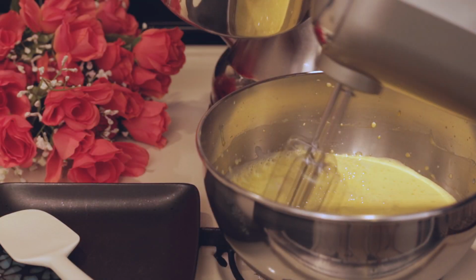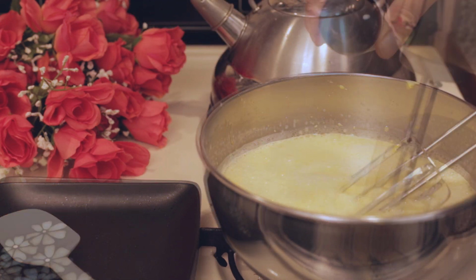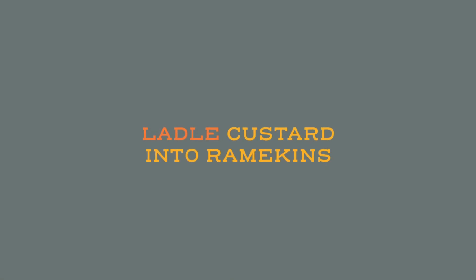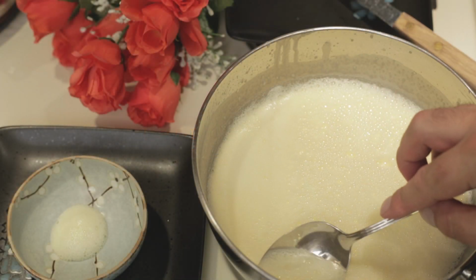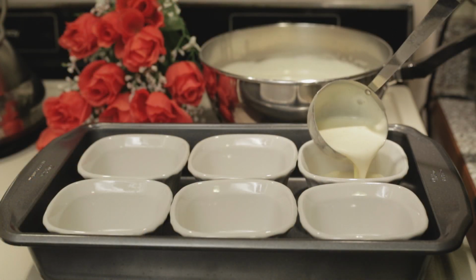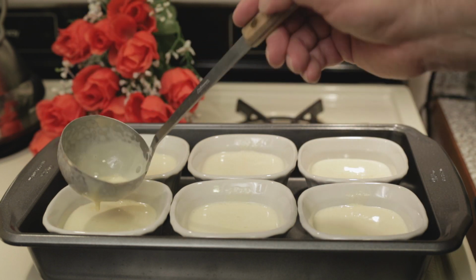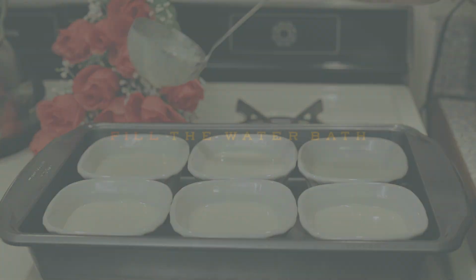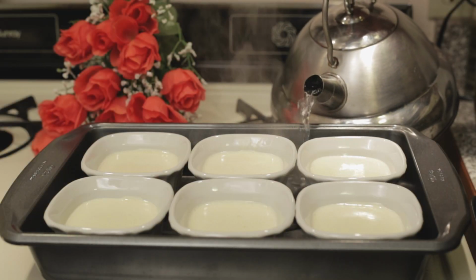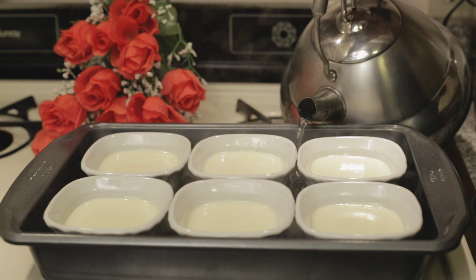Temper the eggs, then beat in the rest of the hot cream. If not using a vanilla bean, mix in the vanilla extract. Ladle custard into ramekins. Skim off the foam before ladling, or you'll get an undesirable brown crust on the custard. Fill the water bath with steaming hot water until the level comes halfway up the sides of the ramekins.